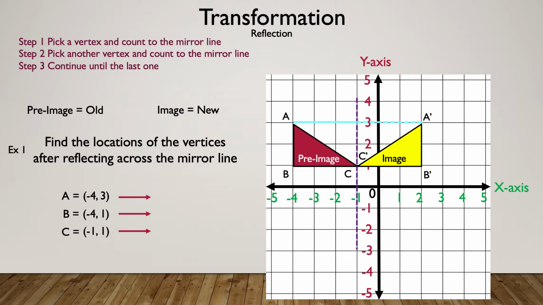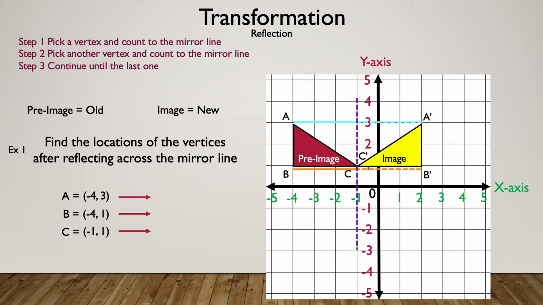Let's go to the next vertex, which is B. Let's go ahead and get started by counting to the mirror line. So 1, 2, and 3. So we counted 3 to the mirror line. Now we count 3 away. So 1, 2, and 3. And luckily for us, C is already on the mirror line, so C prime is in the exact same location.